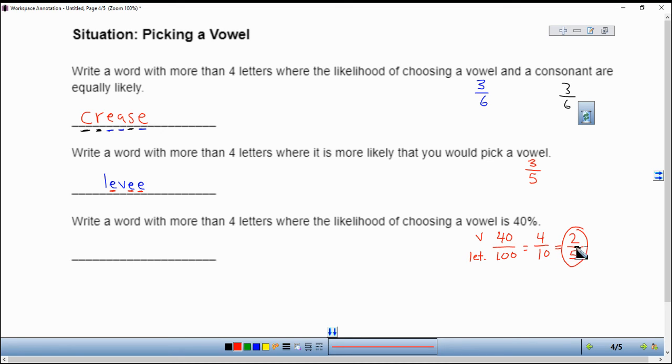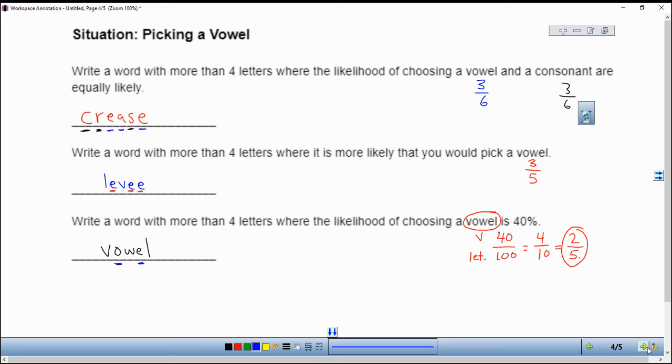So let's think of a word, and I see a word actually in this sentence that has 5 letters and 2 vowels, and interestingly enough, it's the word vowel. So the word vowel has 5 letters, and 2 of them are vowels, O and E. Okay, so that word would work. Vowel helped us out quite a bit in that problem.